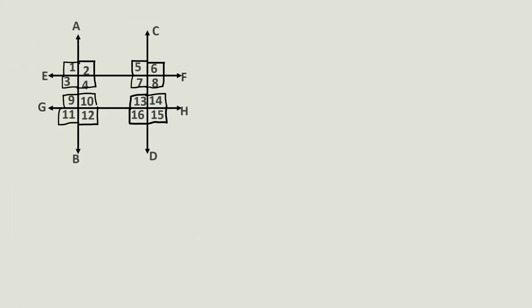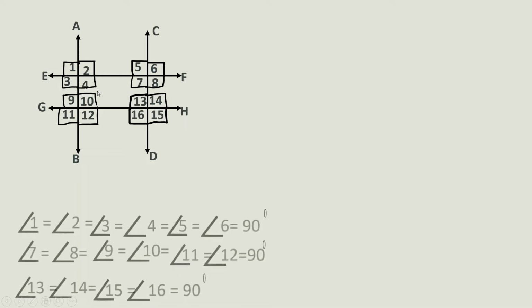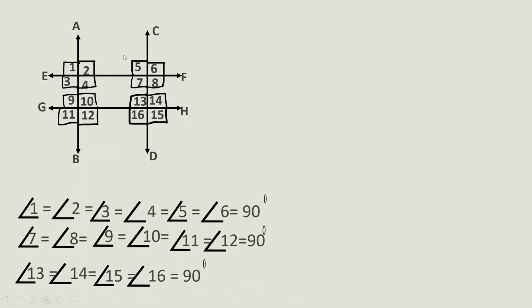Let's see an example. Here, all the corresponding angles are right angles because this is a perpendicular transversal. Angles 1, 2, 3, 4, 5, 6, 7, 8, 9, 10, 11, 12 are equal to 90 degrees, and 13, 14, 15, 16 are equal to 90 degrees.